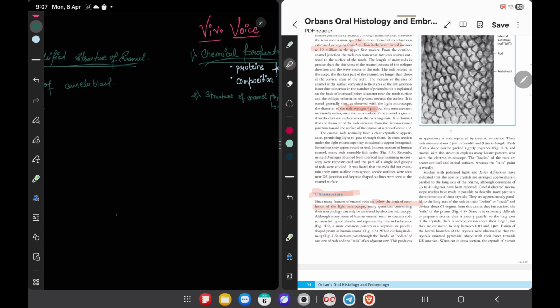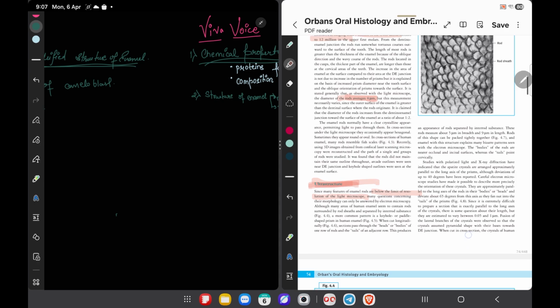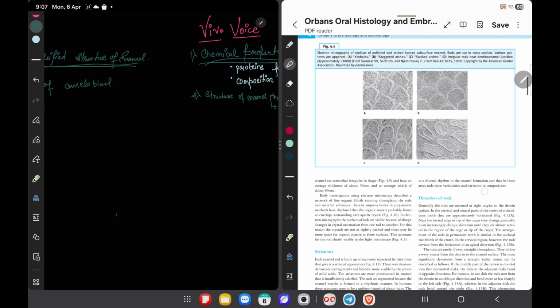It has the appearance of a keyhole pattern, and you can be asked a question to describe the keyhole pattern of the enamel rod. Then you have to talk about the ultrastructures of the enamel rod. So this is all about enamel rod.